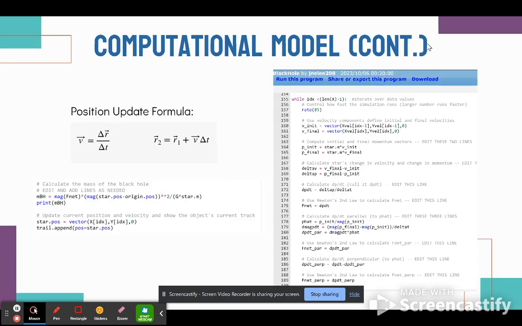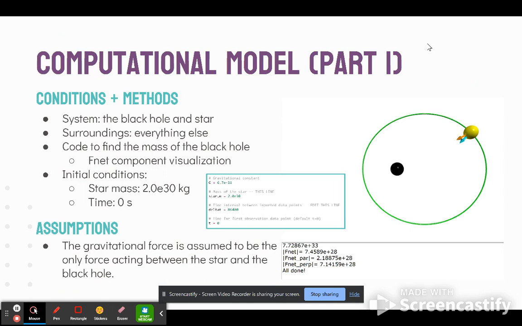In the computational model, the position update formula is of importance as it allows us to predict what the change in position is over time times velocity. Also, using this model requires us to make some assumptions, including that gravitational force is the only force acting between the star and the black hole. Also, the parallel component of the net force was assumed to be equal to the magnitude of the final momentum minus the initial momentum, divided by the change in time.